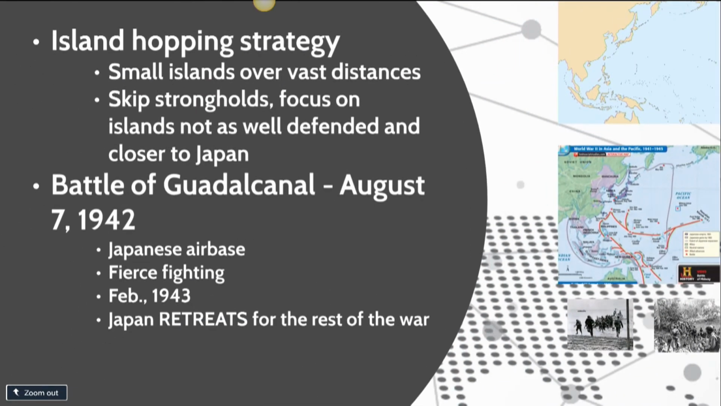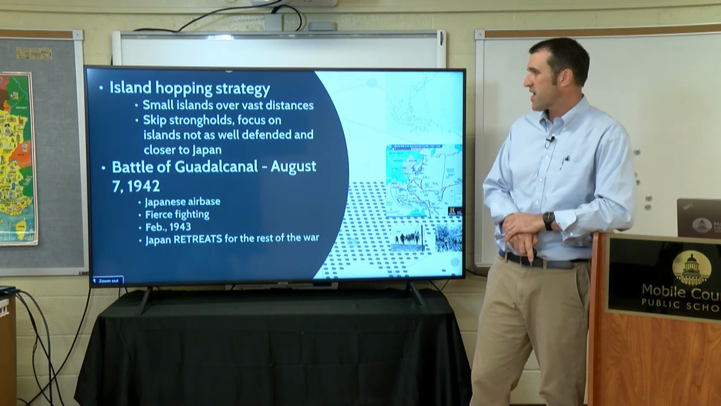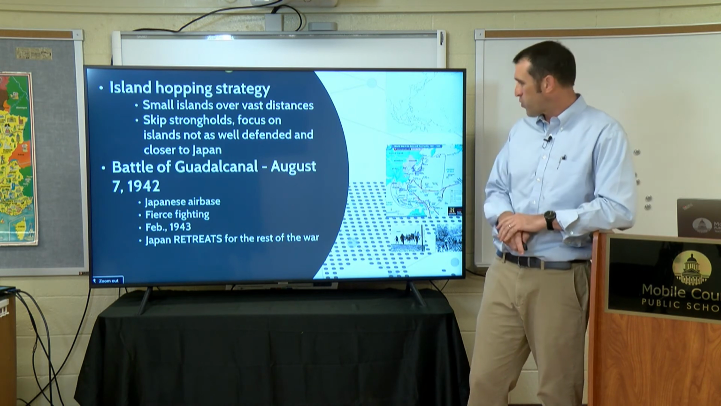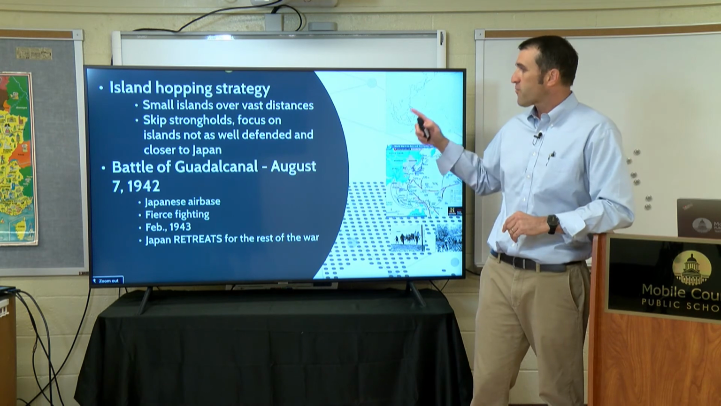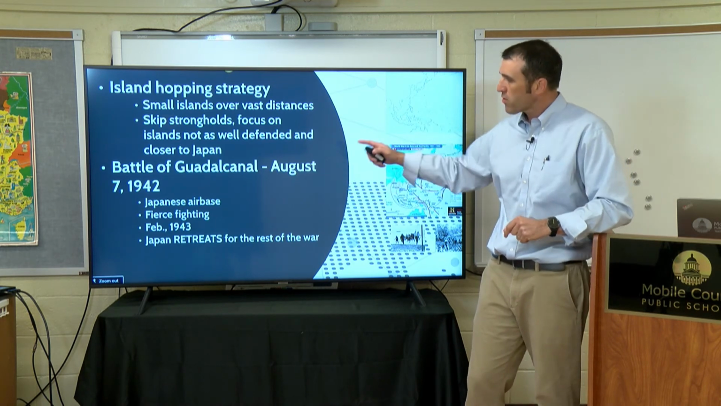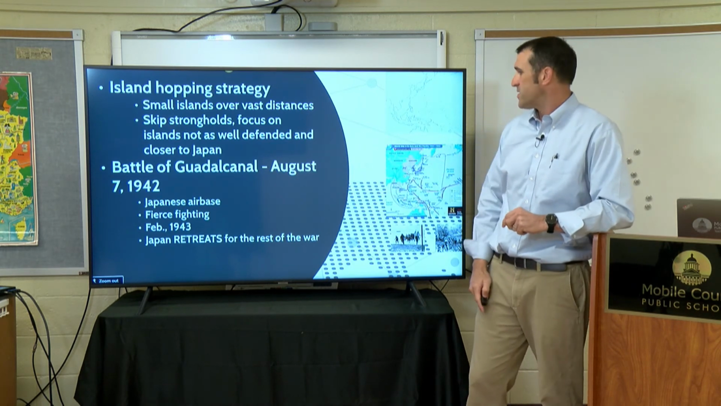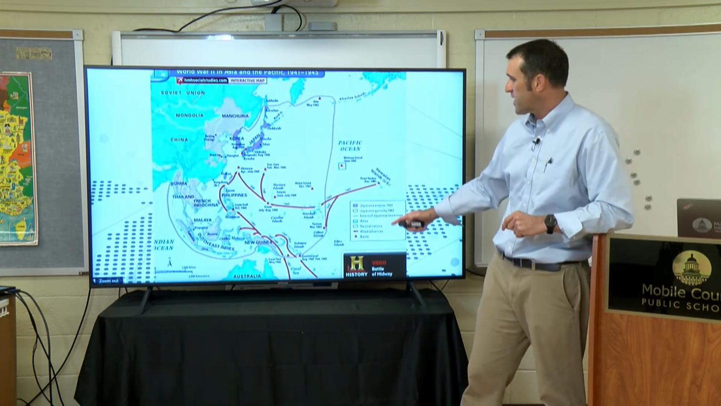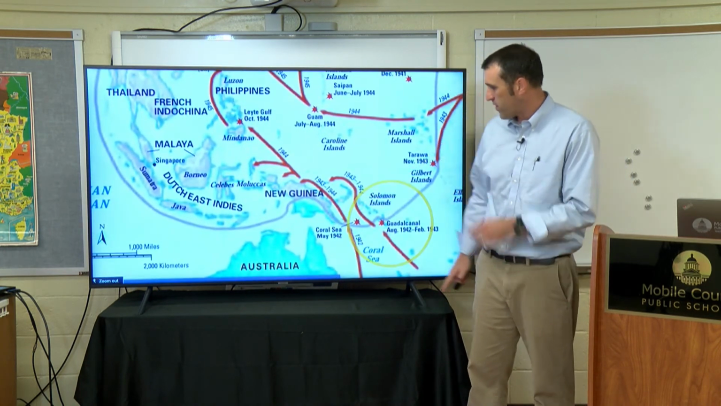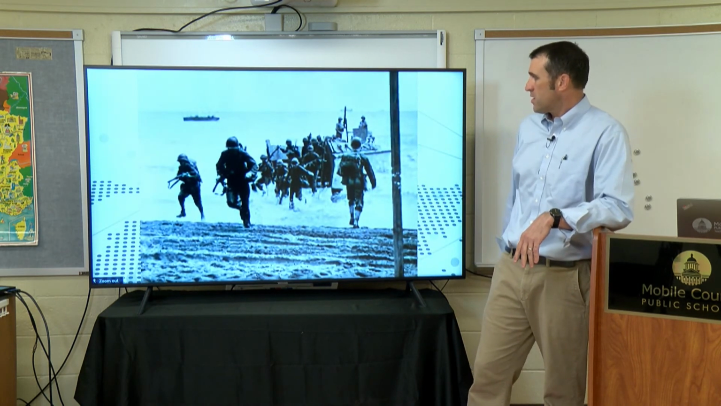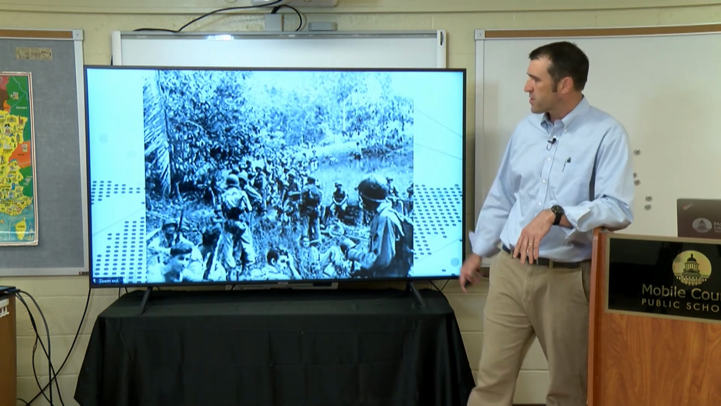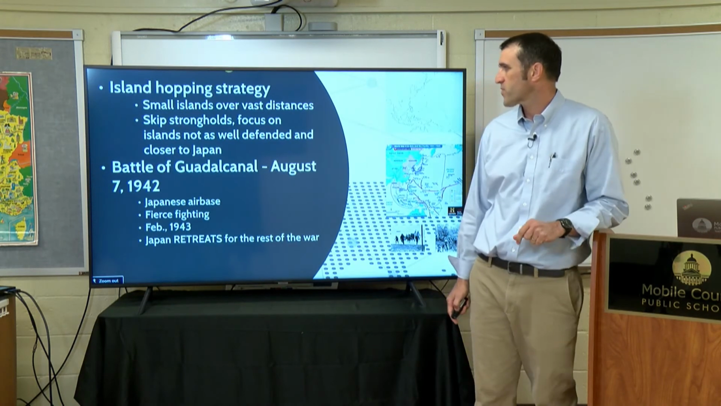And the first place this strategy was used was called the Battle of Guadalcanal. On August 7, 1942, Japanese were building an air base. There was some fierce fighting there. And from this battle on, the Japanese began to retreat. Here's the Battle of Guadalcanal. Here's some pictures, again, of the soldiers there at the Battle of Guadalcanal.